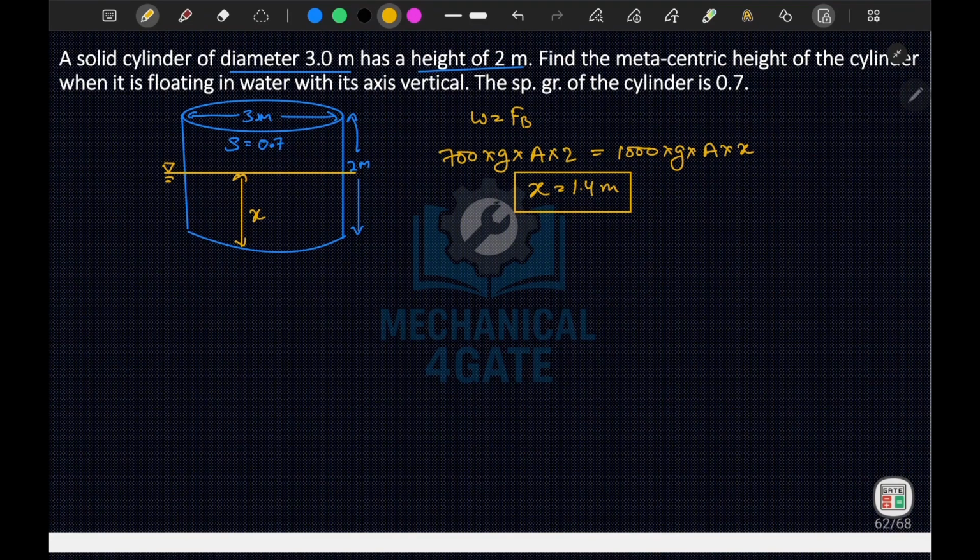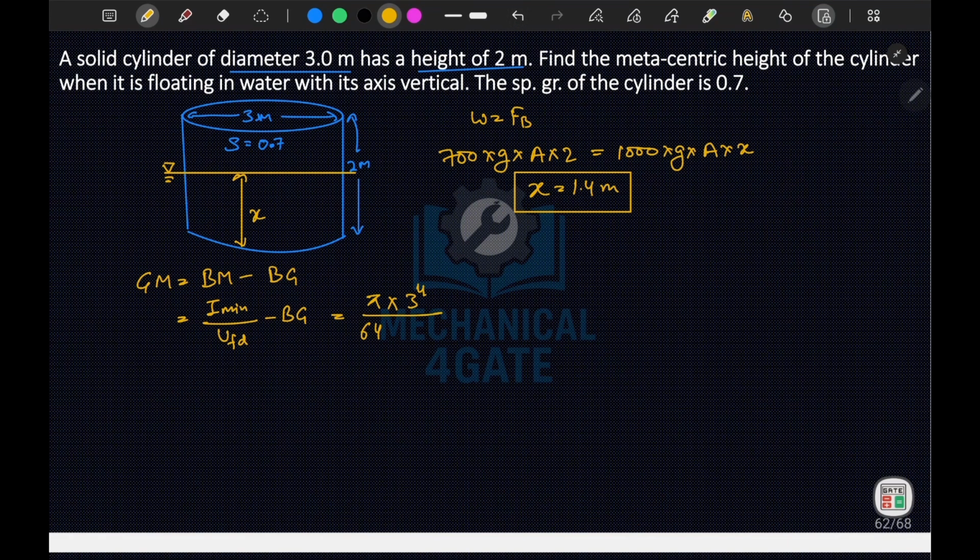So this is your height of the cylinder inside the water, or portion of the height of cylinder inside the water. Now if we have to find the metacentric height, we can calculate it by using GM is equal to BM minus BG. Now BM is again I minimum upon Vfd, minus BG. If I write the value of I minimum, I minimum for circular section is pi by 64 into d to the power 4, and now d is 3 meters, so d to the power 4.